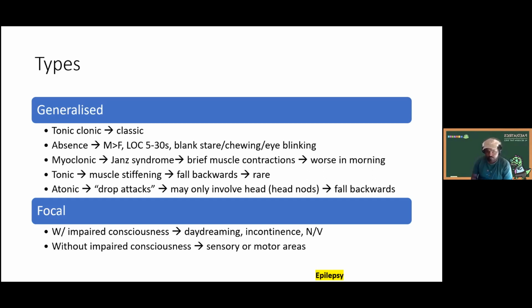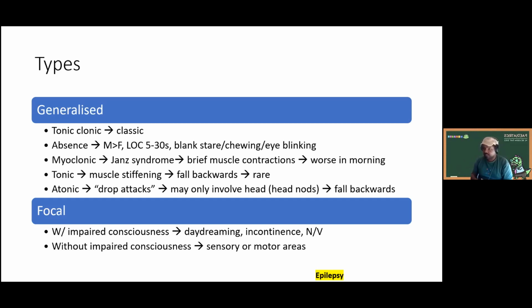In terms of focal, generalized is all over the brain. With focal, it's in a specific area. It can either be with impaired consciousness or without impaired consciousness. With impaired consciousness can lead to things like incontinence and nausea and vomiting. And so during the time of the seizure, you cannot speak to this individual. You can't get their attention because they're just completely out of it.